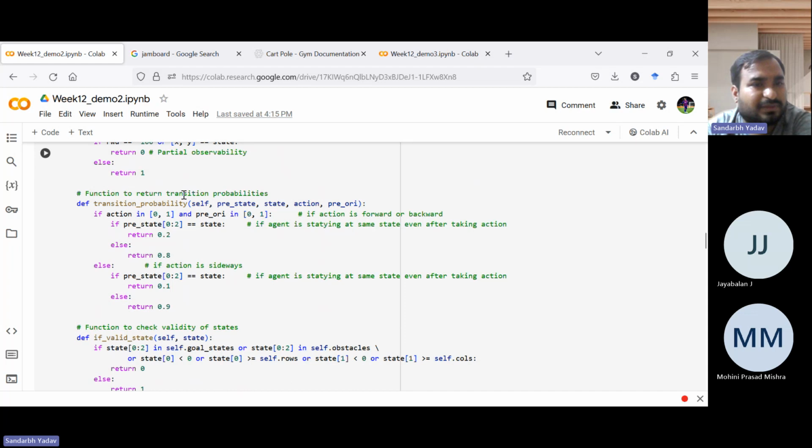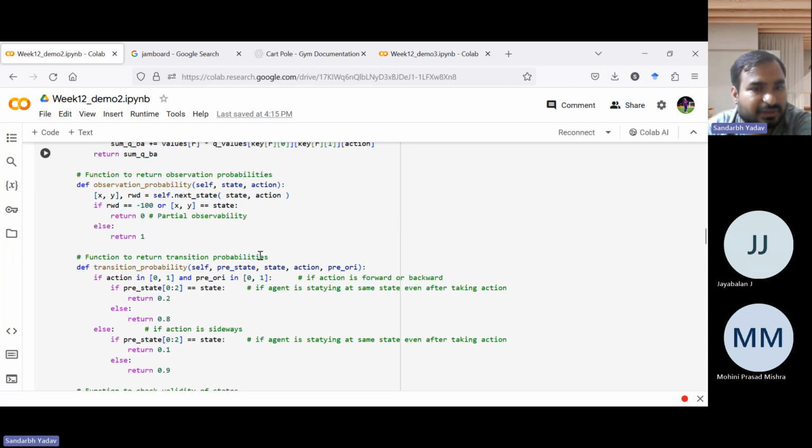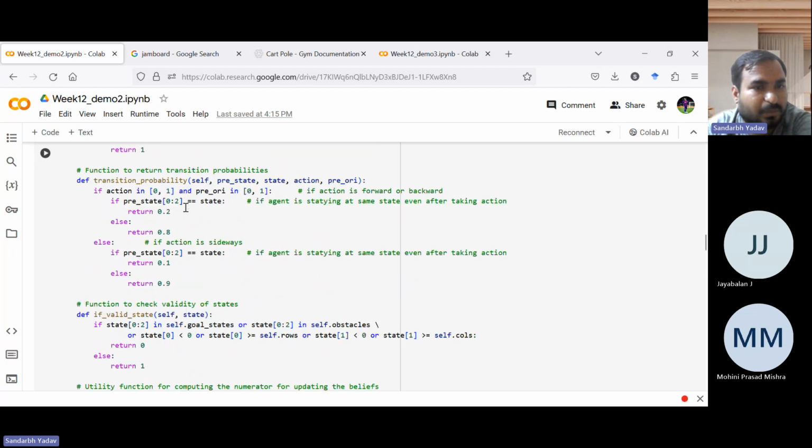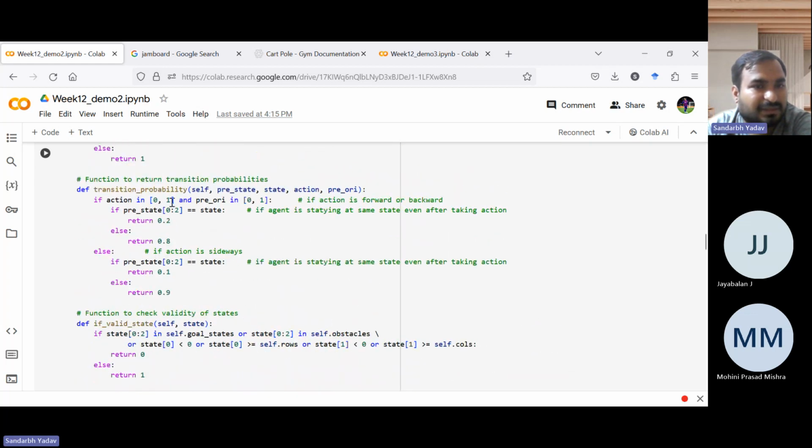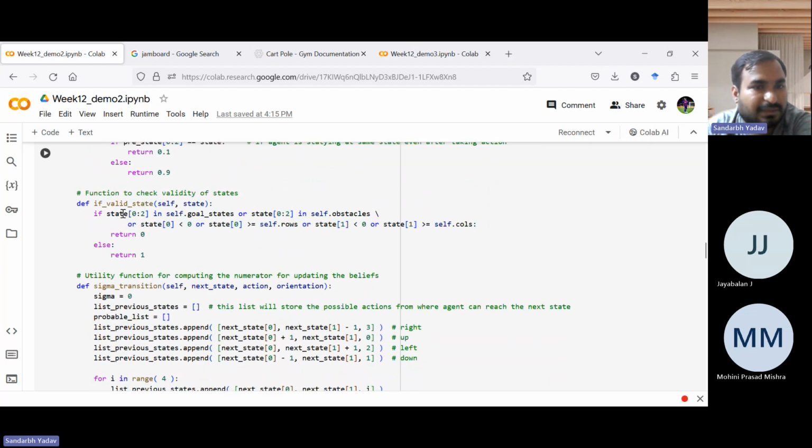And this is the function to return transition probability. This transition probability corresponds to the actual MDP, and this corresponds to the POMDP. Again, similarly, if the agent stays at the same place even after taking the action, it is with 0.2 probability, otherwise with 0.8 you are moving. This is for sideways and this was for forward and back. So these transition probabilities are also captured here.